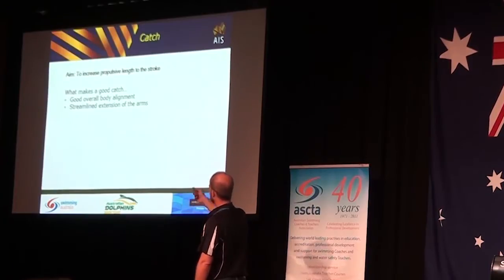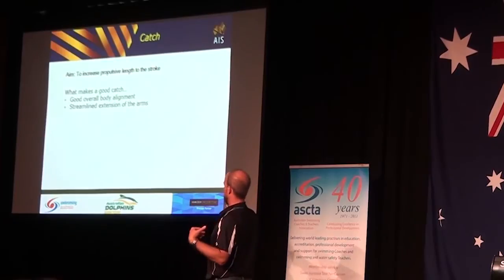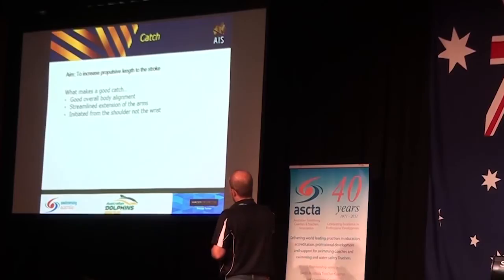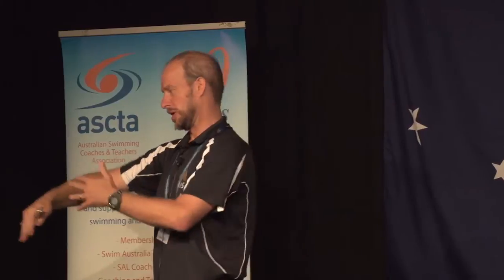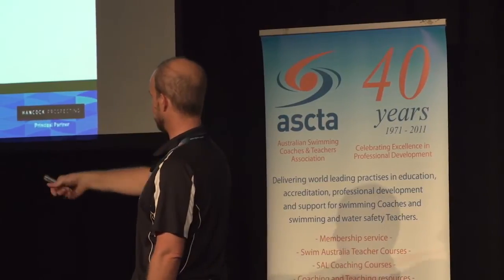So we want good alignment, we want a good streamline extension, again, keeping good body length. Remember, that helps with drag reduction as well. Initiating from the shoulder, not the wrist. Again, remember we talked about the sequencing. When you're trying to maximize velocity at an endpoint out here, you're going to start with the trunk through the shoulder, upper arm. So that's where the anchor has got to happen up here, not at the wrist first.